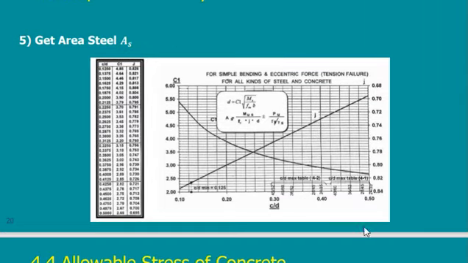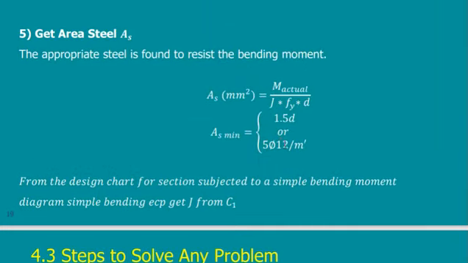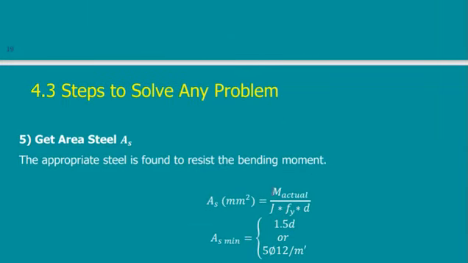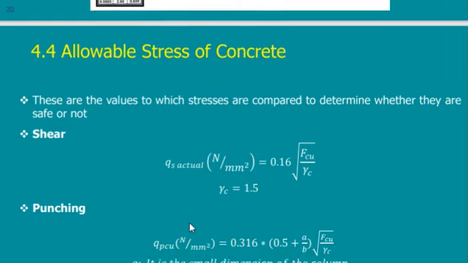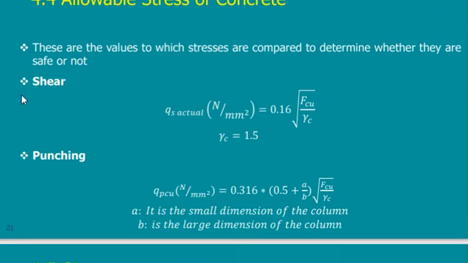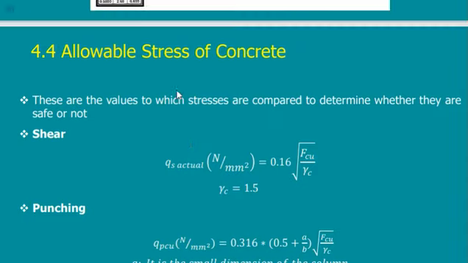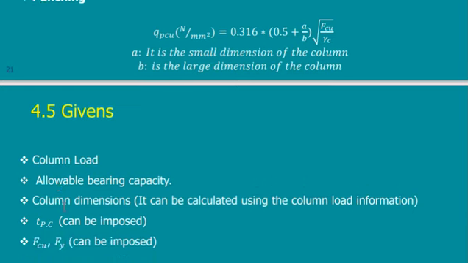This is an example of a chart that gives you the area of steel directly. There are parameters here, J and the D and everything. You put them in this chart and get the area, or you use the equations. Okay, these are the equations for the allowable stresses in case of shear and in case of punching.